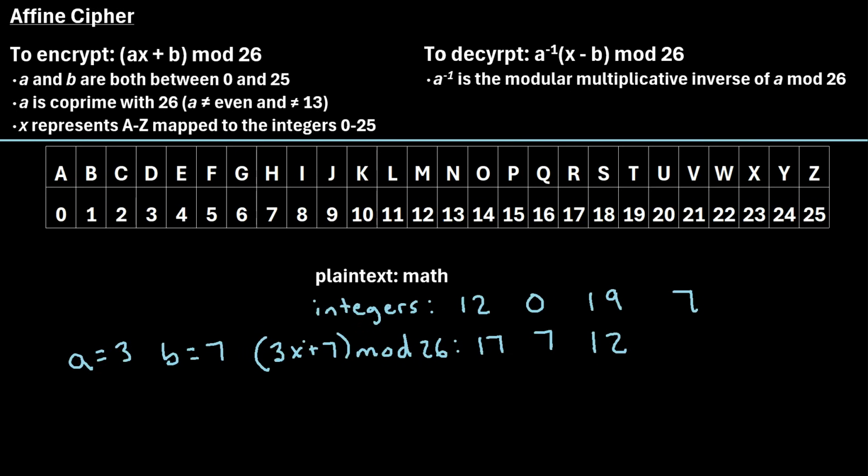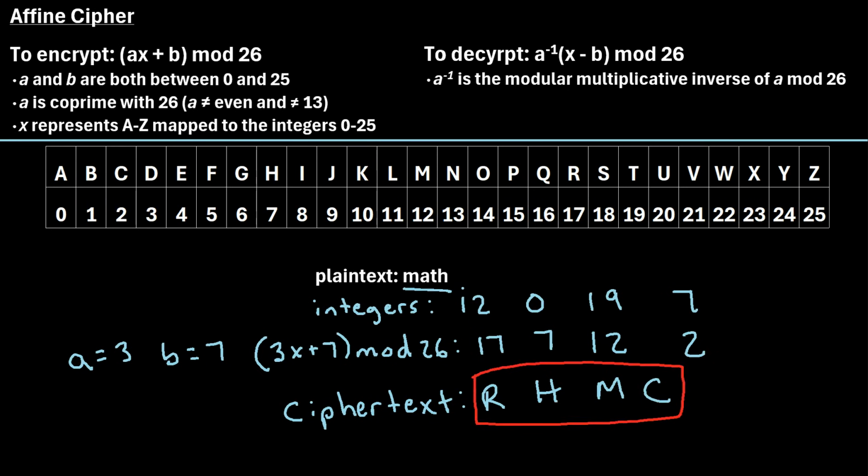And then lastly, we'll plug in a 7 for x. So we get 3 times 7 is 21, plus 7 is 28. So when we do 28 divided by 26, we end up with 1 with a remainder of 2. So the 2 is what we will write right here. All right, so the very last step to convert these values to the ciphertext is just to map these values back to their alphabetical characters. So 17 we can see corresponds to R, so we'll have R. 7 corresponds to H. 12 corresponds to M, and 2 corresponds to C. So the plaintext math encrypted using the Affine Cipher turns out to be RHMC.